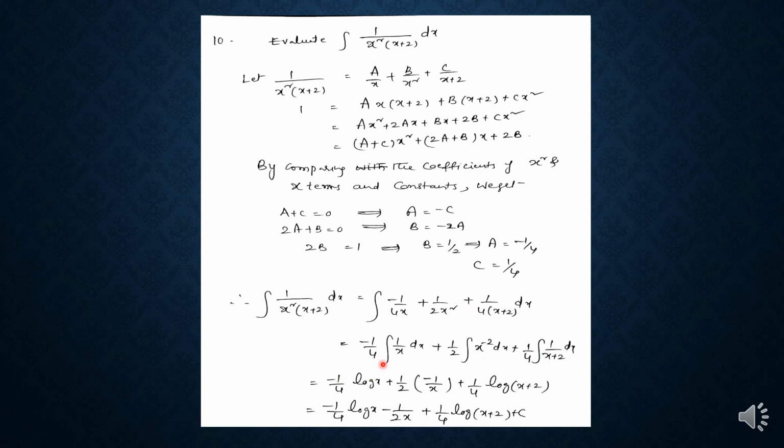So we know that integral 1 by x dx is log x, so minus 1 by 4 log x, plus 1 by 2 into integral x to the power of n dx, which is x to the power of n plus 1 by n plus 1. That is, we will get x to the power of minus 1 by minus 1, that is minus 1 by x. That is 1 by 2 into minus 1 by x, plus 1 by 4 into integral 1 by x plus 2 dx, which is log of x plus 2. So we can write it as minus 1 by 4 log x minus 1 by 2x plus 1 by 4 log of x plus 2 plus c.